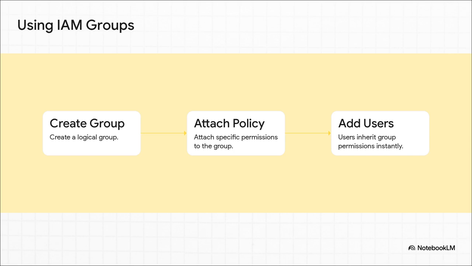And that's exactly why we use IAM Groups. The workflow is super simple. Step 1, create a logical group, let's call it data scientists. Step 2, attach the specific permissions needed for that role directly to the group itself. Step 3, simply drop your users into that group and boom, they automatically inherit all of those permissions. It saves a ton of time, it scales beautifully, and it keeps your overall access management incredibly clean.